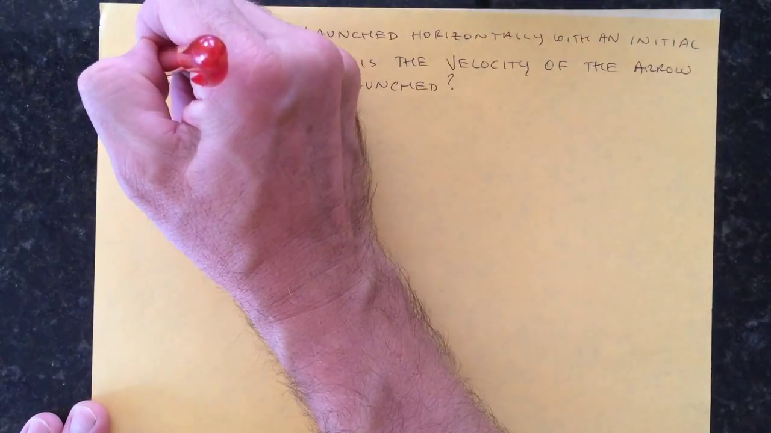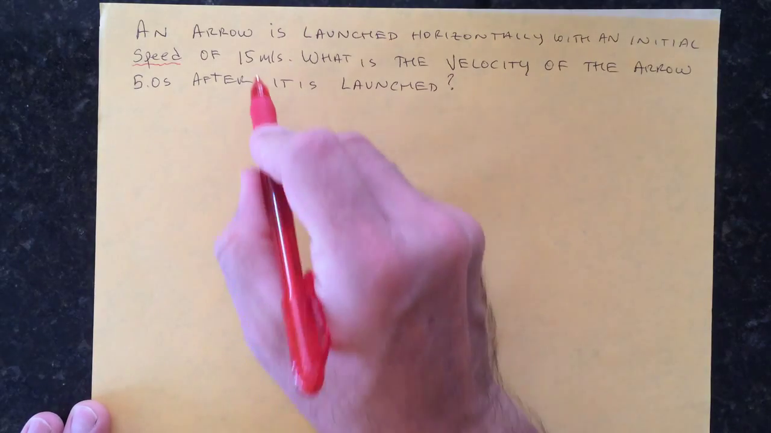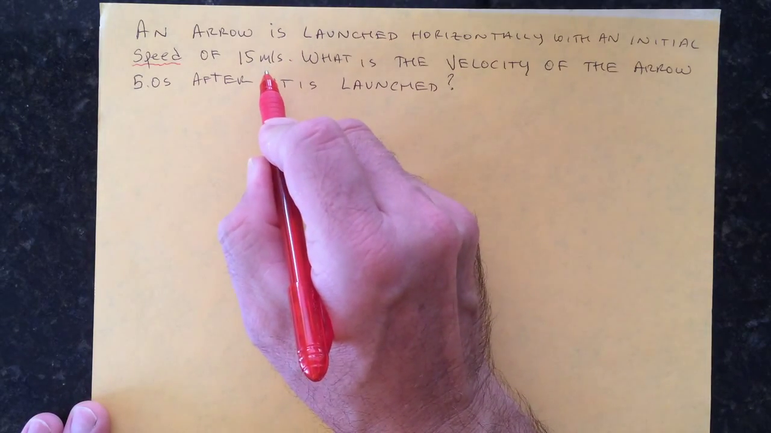An arrow is launched horizontally with an initial speed of 15 meters per second. What is the velocity of the arrow 5 seconds after it is launched? Well, first of all, I just want to point out a couple of things. Here, we're given the speed, but we know that this 15 meters per second is in fact the velocity.